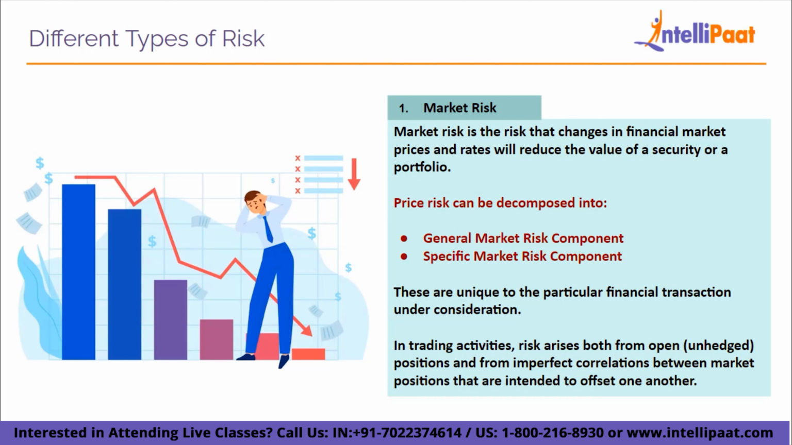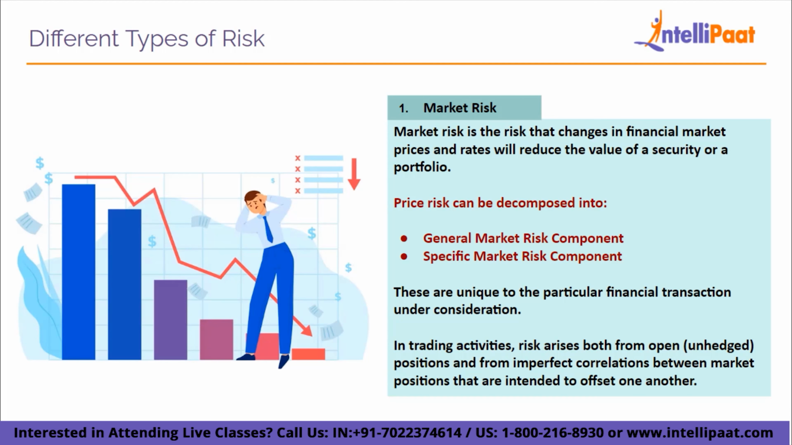Then there is the specific market risk component. This is a more specific kind of risk. It's unique to the particular financial transaction we are thinking about. It's like saying, for this specific thing we are dealing with, here are the risks that exist. In simple terms, market risk is the chance that the value of what you have might go down because of changes in the financial market, and it has these two parts, general and specific risk. In trading, you also have to watch out for risk when you don't have protection, or when your moves don't perfectly balance each other.